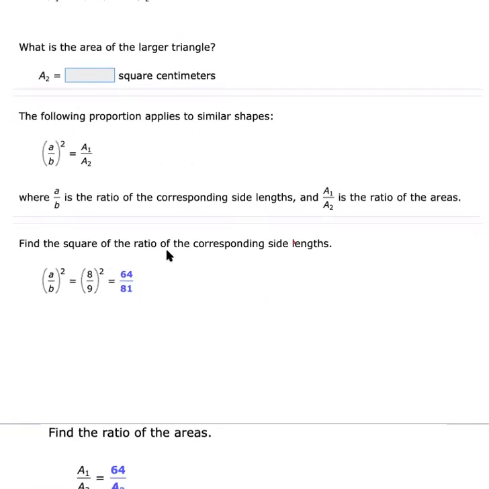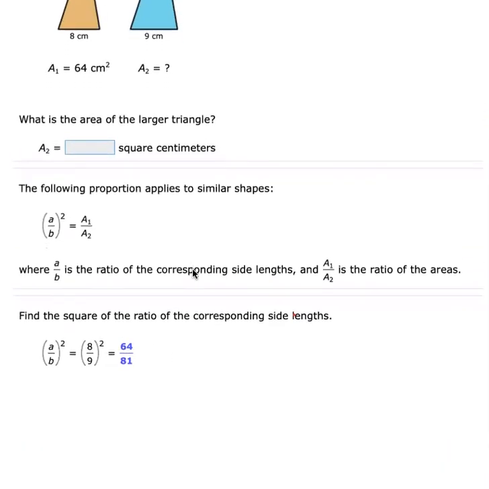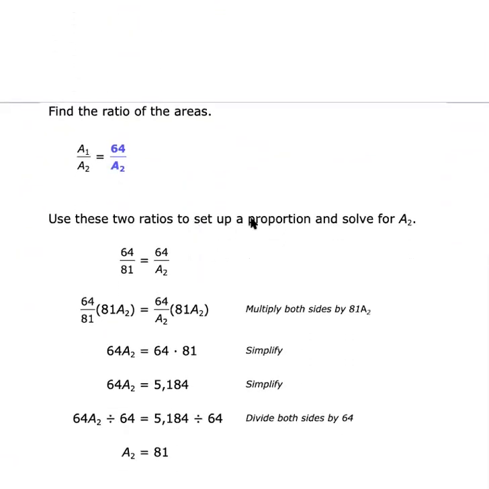Find the square of the ratio of corresponding side lengths. So it's going to be 8 over 9 squared, so it's going to be 64 over 81. Okay. Find the ratios of this area.